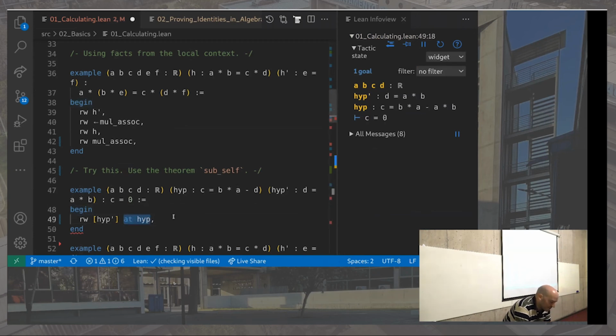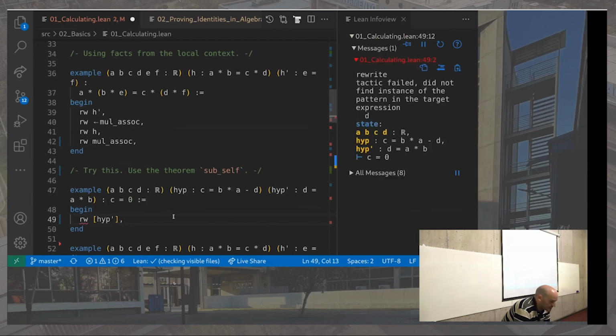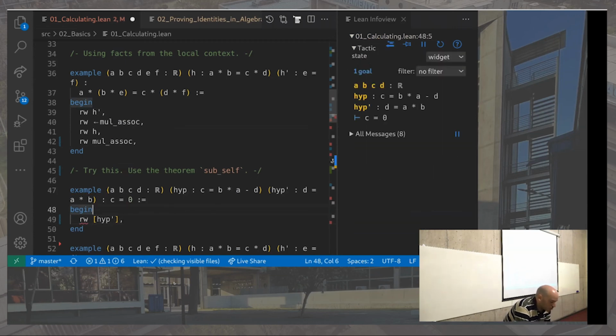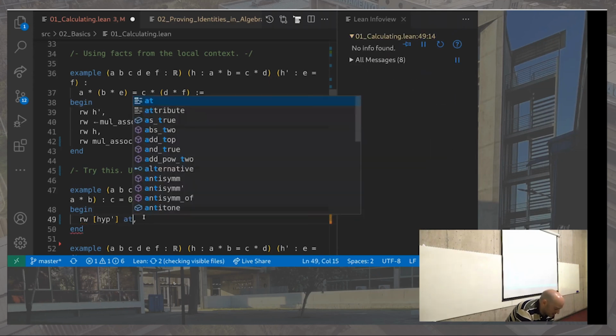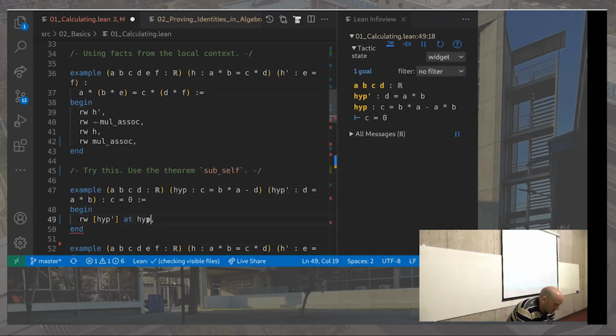If I don't write this, it says I don't know. I'm not able to rewrite hype prime because hype prime says D is equal to something, but there is no D in the goal. So I don't know what to do with this assumption, but I can say at hype. Now hype becomes that C is equal to B times A minus A times B. Why is this 0? Because first of all, I can use mulcom. You see, there is no need to specify A and B. He understood it automatically. And now I have A times B minus A times B. This is, of course, 0.